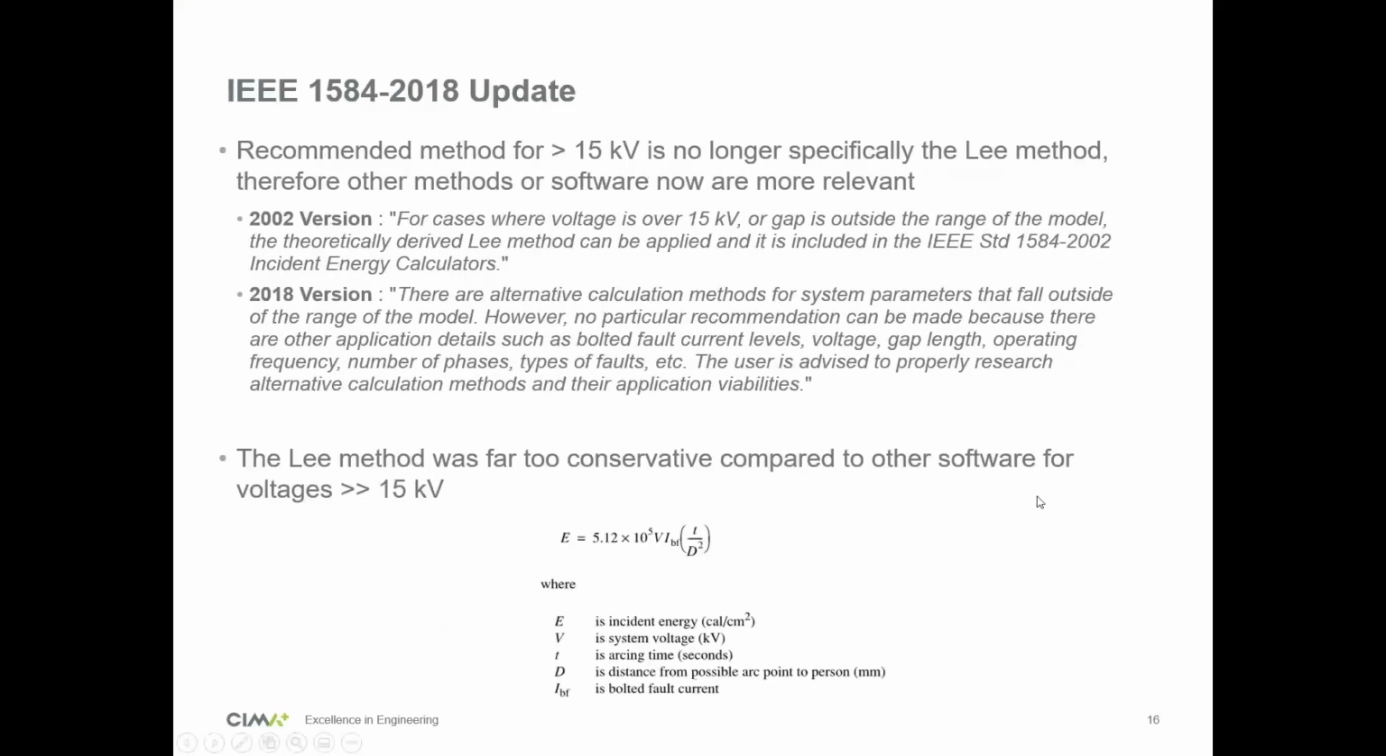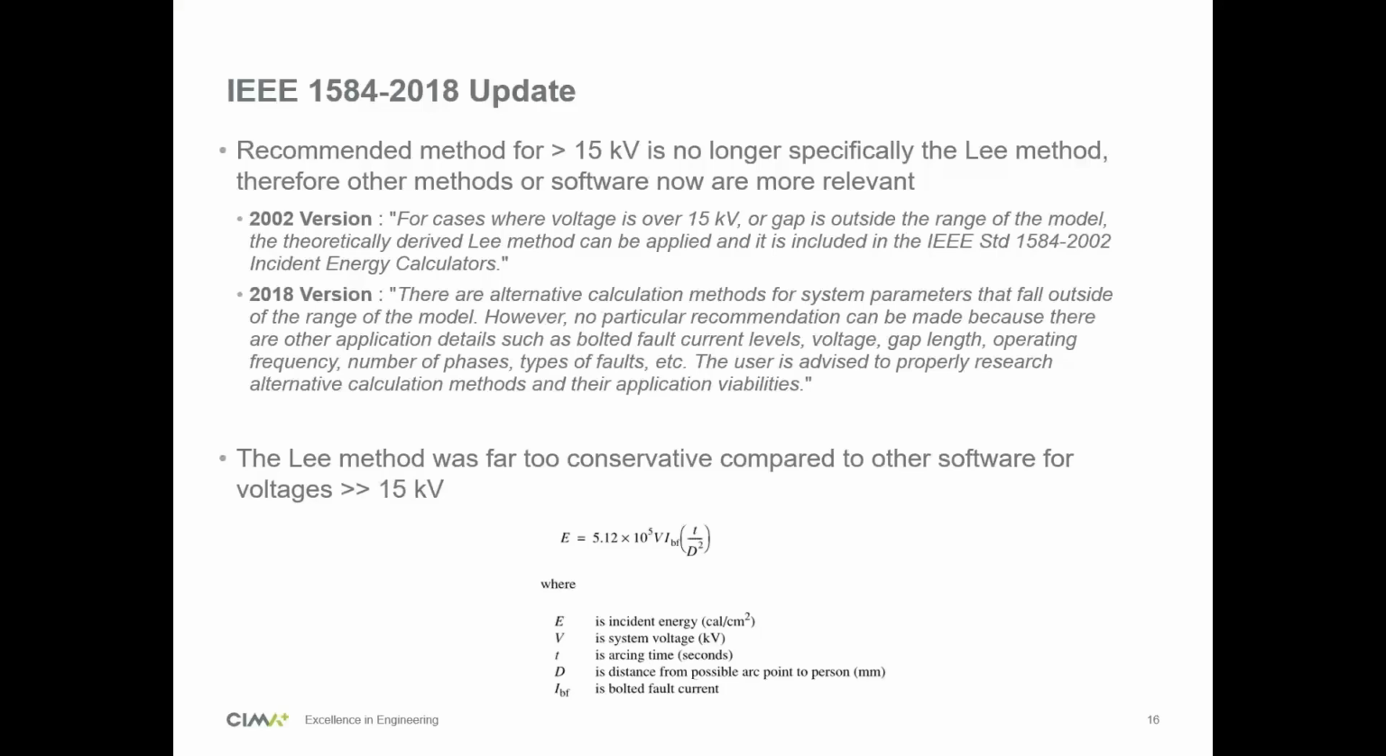Now the recommended method for over 15 kV. So remember the limits of application were 208 V to 15 kV, 3-phase. So what did the standard say when you were over 15 kV? It said use the Lee method, but now it doesn't say explicitly the Lee method. It says you can use other methods. So basically, this opens the door to other methods, such as the one that's built in EasyPower, for example.